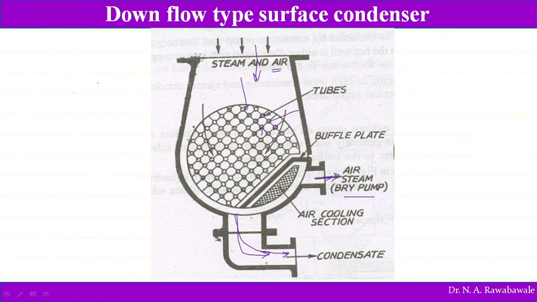So here the steam does not mix with the cooling water, therefore we call it a surface condenser, and as the steam moves in the downward direction, therefore we call it a downflow type of surface condenser.